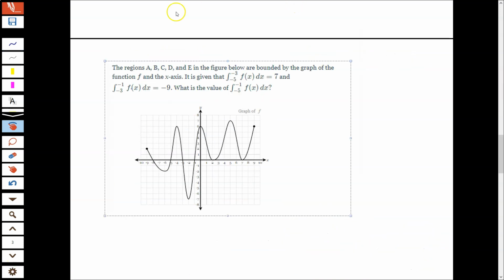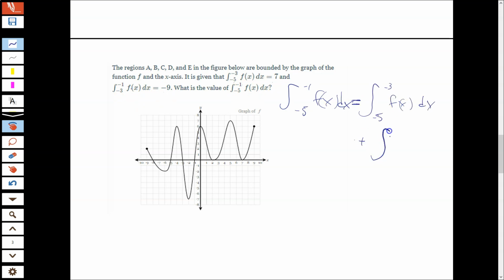Okay, here's another one. Notice we don't have labels in the graph, we have some givens in the text this time. And I believe we don't actually need the graph for this one even. So this says that the integral from -5 to -3 is 7, and the integral from -3 to -1 is -9. What's the integral? So that integral by our rules is just the sum of the two that we are given. Graphically, I could also write that the same way.